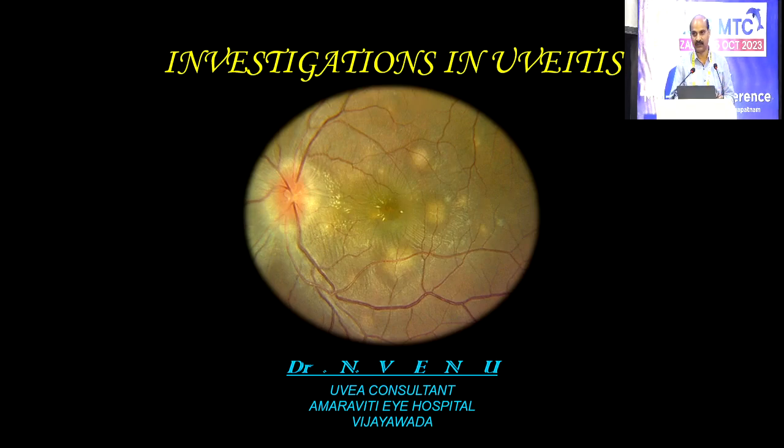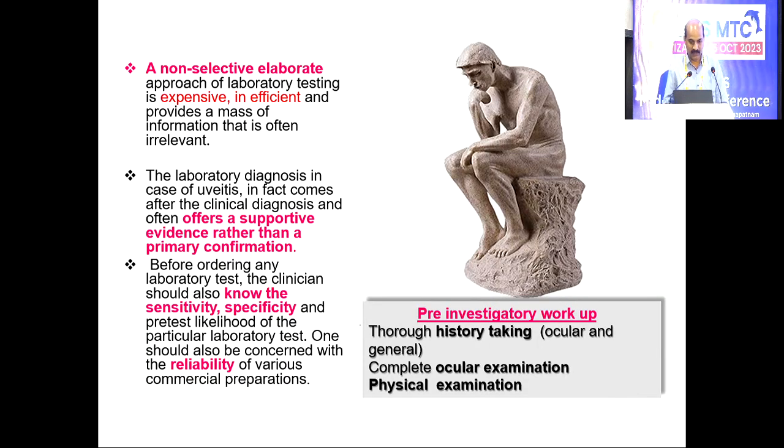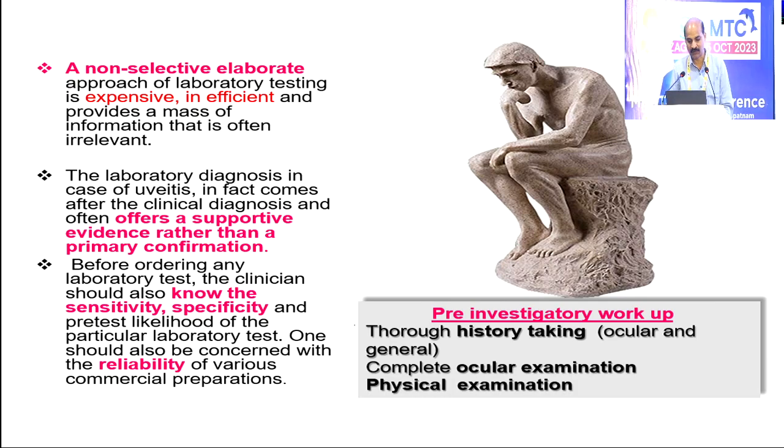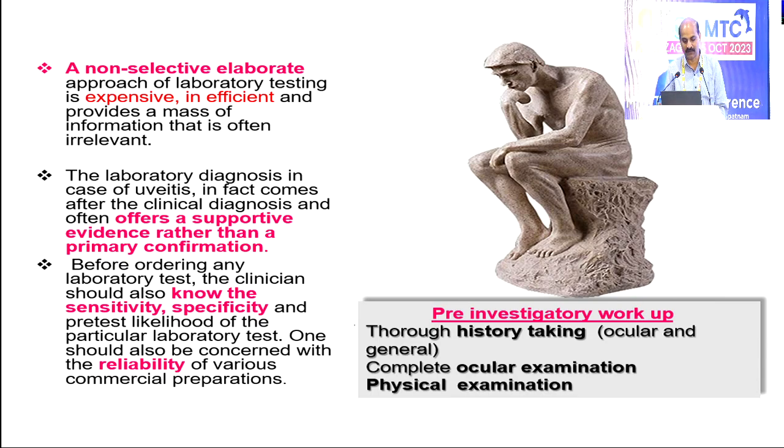So this topic, I'll just summarize because it is a very huge topic. So I'll go through fast. A non-selective elaborate approach is not required for a case of uveitis. Usually we go on doing all investigations available to know the cause of inflammation, but it doesn't require that. All these investigations are more supportive, they don't confirm any diagnosis. And before going for lab investigation, we need to know how far the investigation is sensitive and specific.